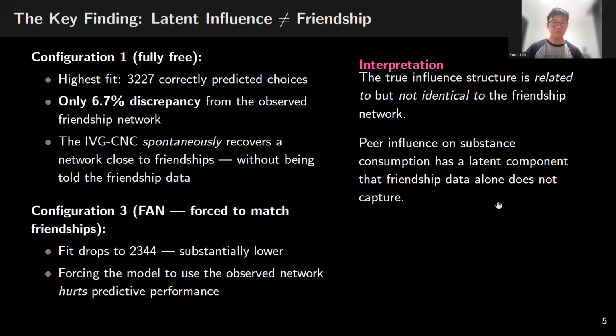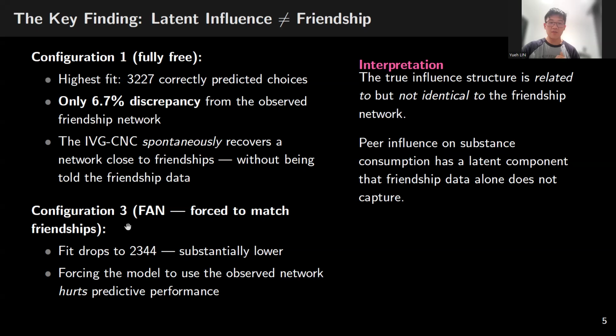And what about configuration 3? If you look here, when we force the model to use the observed friendship network as its attractive links, the fit dropped from 3,200 something to 2,300 something. This is a lot lower than configuration 1.